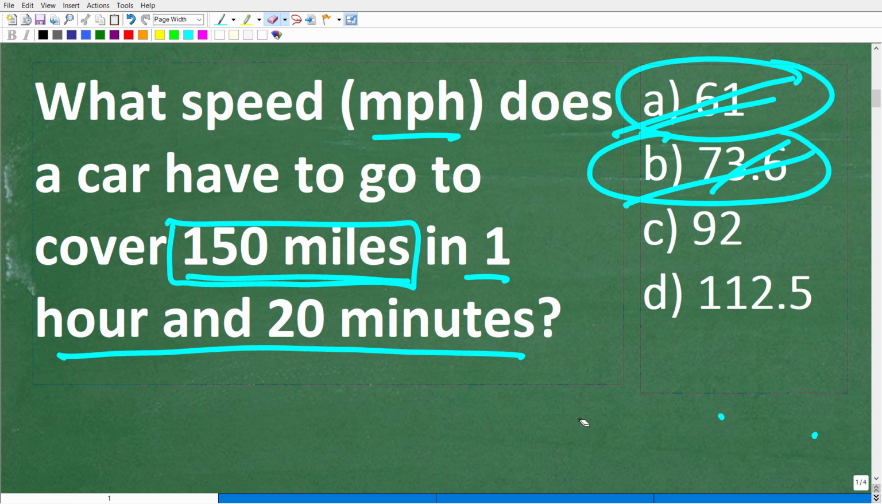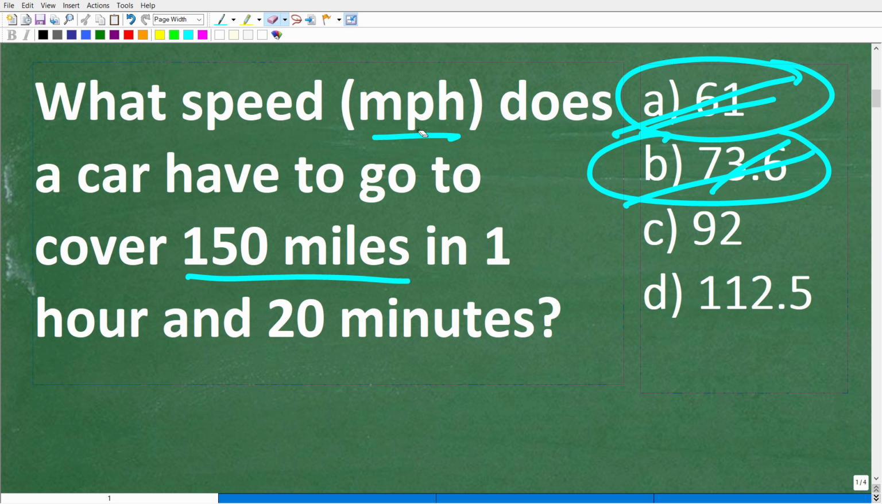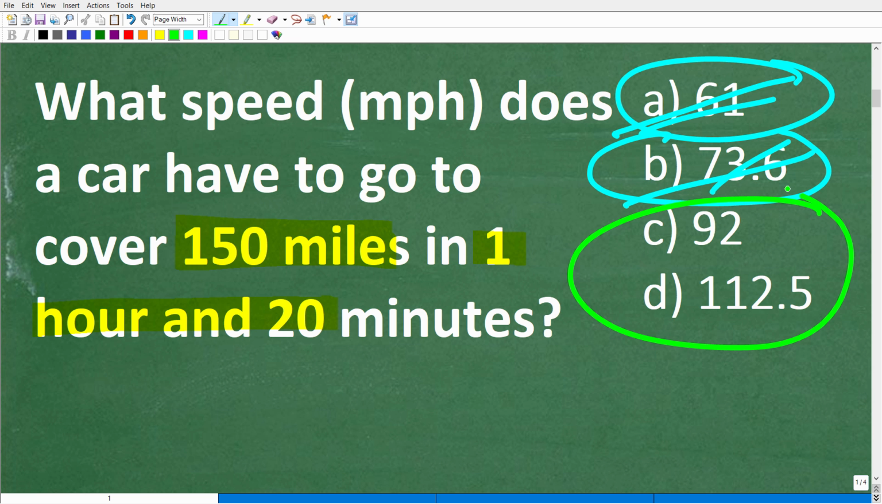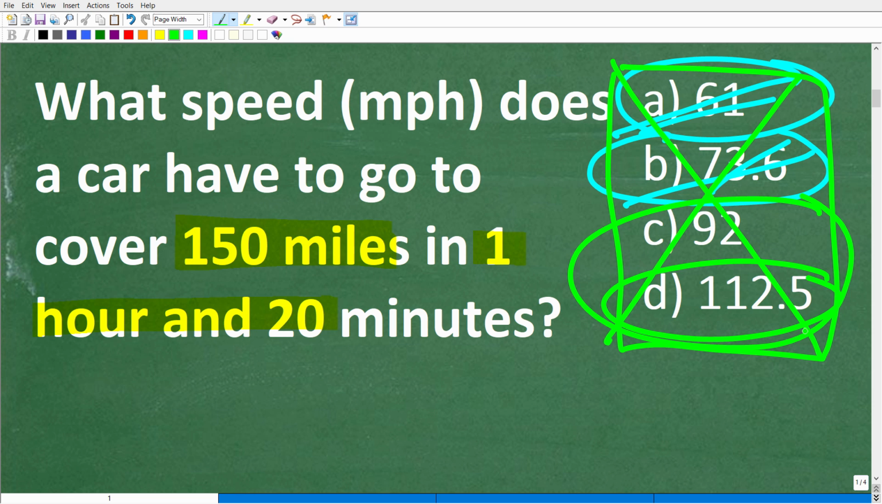And then you could just use your intuition and common sense and think to yourself, boy, 150 miles, that's a pretty far distance to cover in 1 hour and 20 minutes. You need to be going pretty fast. So these two answers right here would seem reasonable. Now, of course, D is the right answer. But even if we didn't have a multiple choice question, the best strategy is always to just know the math. And that's what we're going to get into right now, the mathematics to solve this problem.